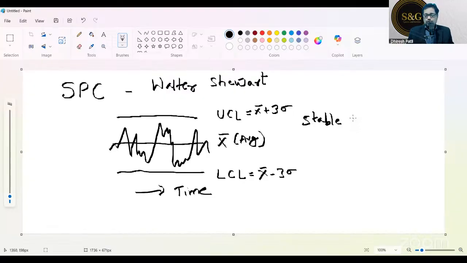So let me repeat the statement once again. Any process which flows within the +3 and -3 standard deviation band is called a stable process. Everybody, are you clear about these control limits now? Just give me yes or no in the chat box. So these are called control limits by Walter Shewhart.